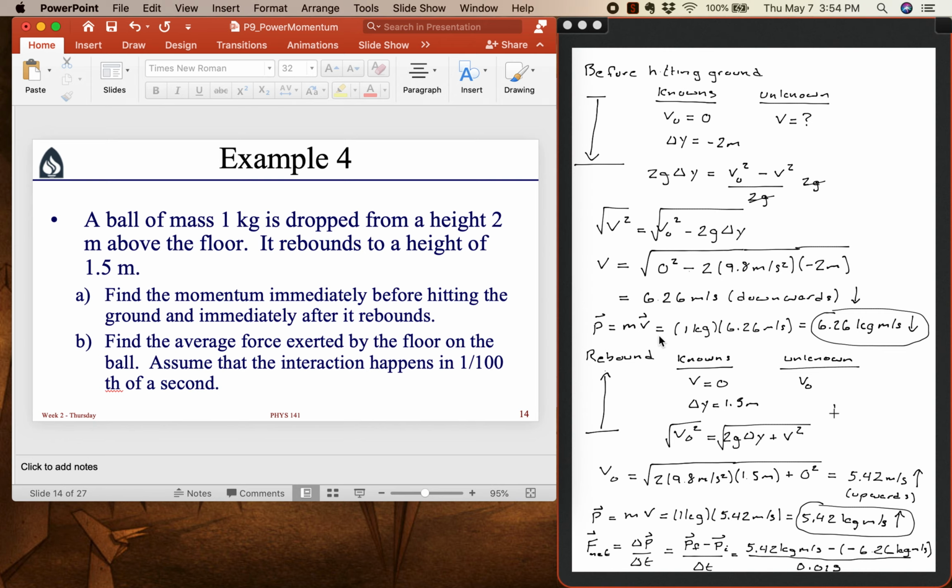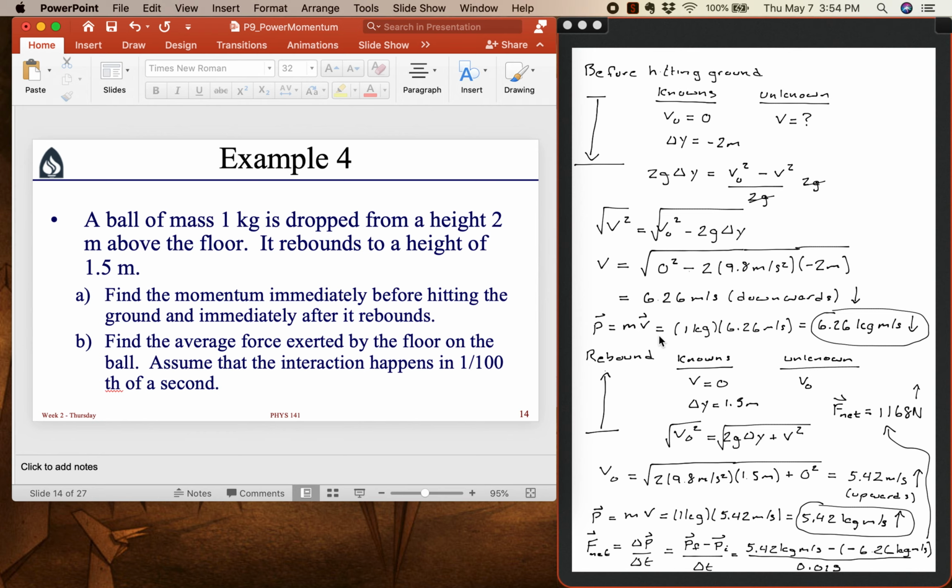So I'll write it here. The net force then is going to be equal to 1,168 newtons. So that's the result that we get from that calculation, that we have a net force of 1,168 newtons, and that would be in the upward direction since it's positive.